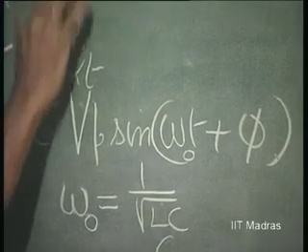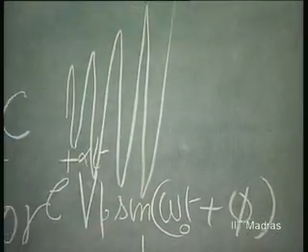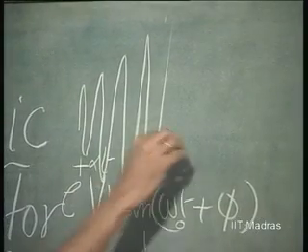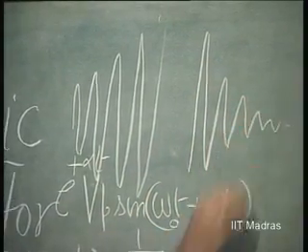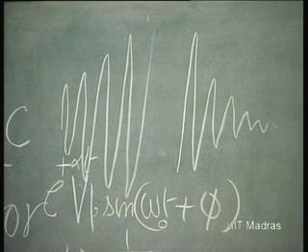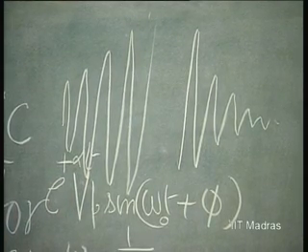So, this is the way you have studied in networks. It will grow like this if alpha is positive. If it is negative, it will decay, ultimately become equal to 0, otherwise it will remain constant. So, this property is important to understand in the case of oscillators.